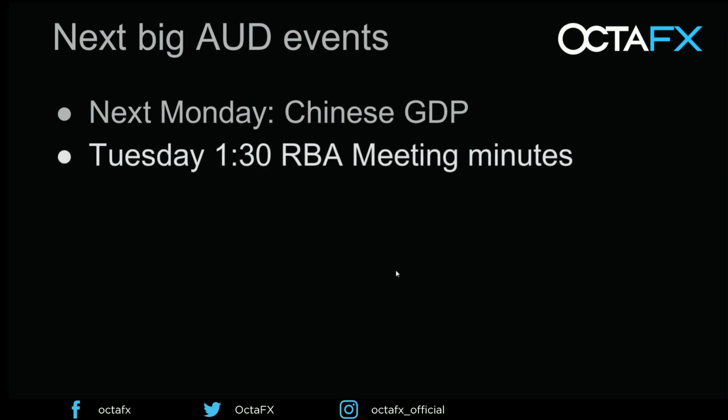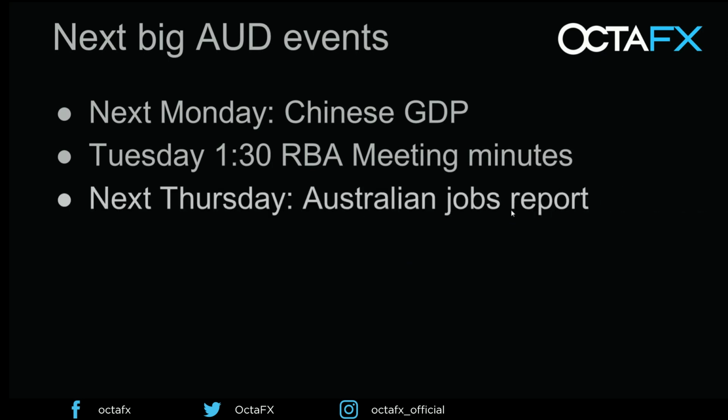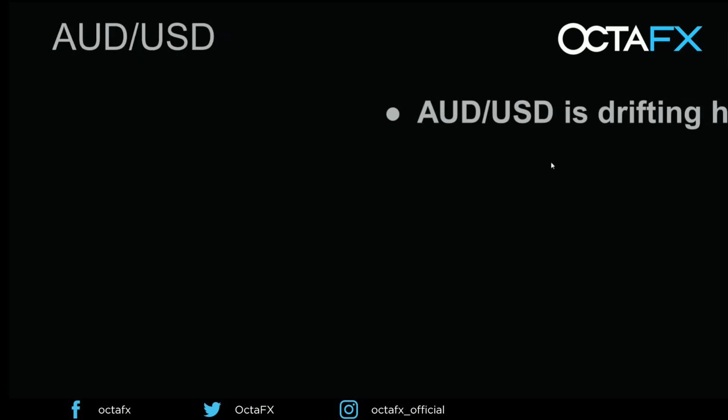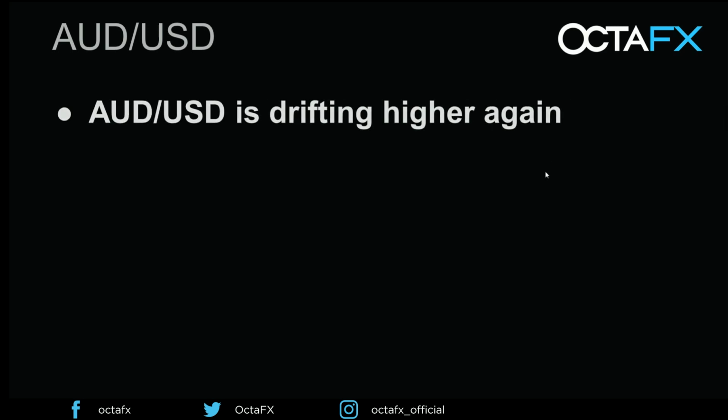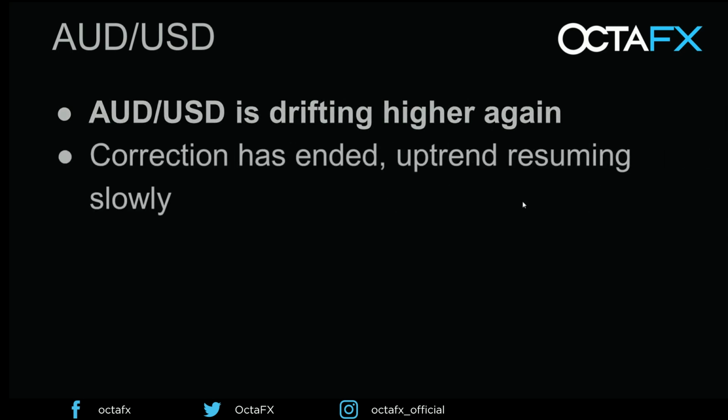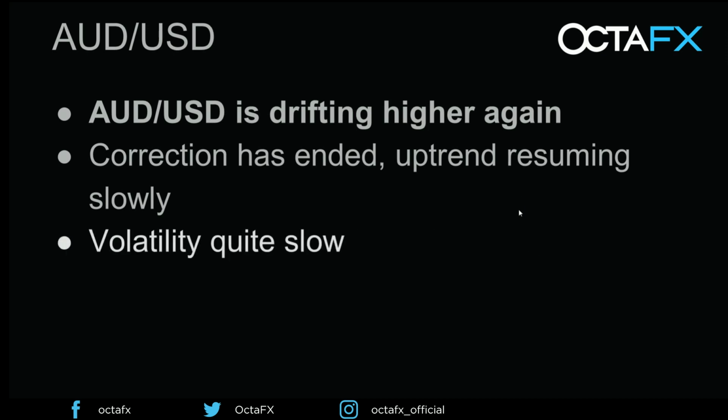markets. Then on Tuesday we have the meeting minutes by the Reserve Bank of Australia. Let's see if they're also dovish like the statement. And next Thursday we're already looking at the Australian jobs report, always a key market mover. Australian dollar in general drifting higher once again, moving on up. The correction has ended. We had a correction to the downside. The uptrend is resuming a bit slowly, a bit hesitant. Volatility a bit low, a bit slow.